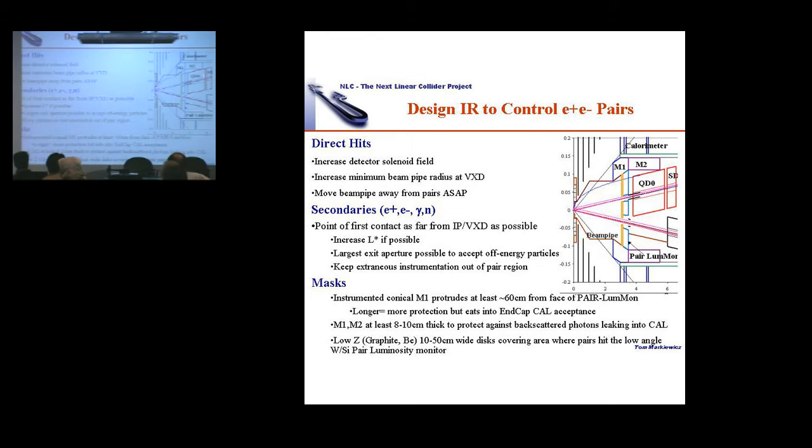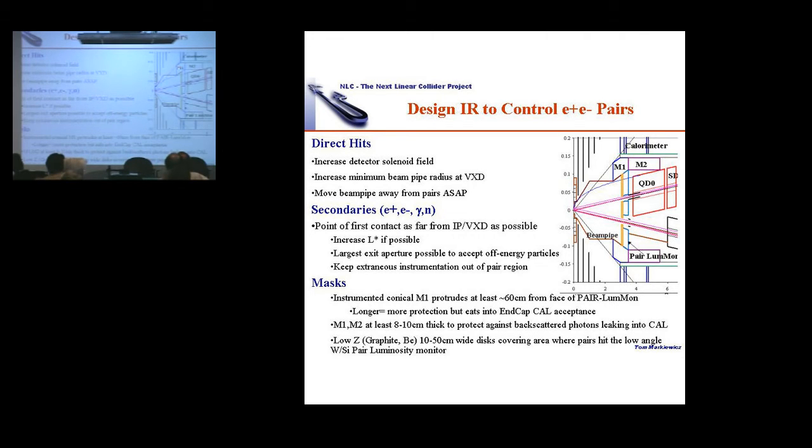So the masks: the primary mask is this thing called M1. The line of motion of these pairs is indicated here in blue. You can design this mask so that its tip is anywhere along that line that you want. As you increase its length and move it in, you'll be protecting your tracking chambers a bit more. But because this line is not straight but curved, you'll be decreasing the acceptance into your calorimeter. It seems like you need a minimum of 60 to 80 centimeters of length over here to provide adequate protection from things spraying off this front face. And that's more or less where the designs are.